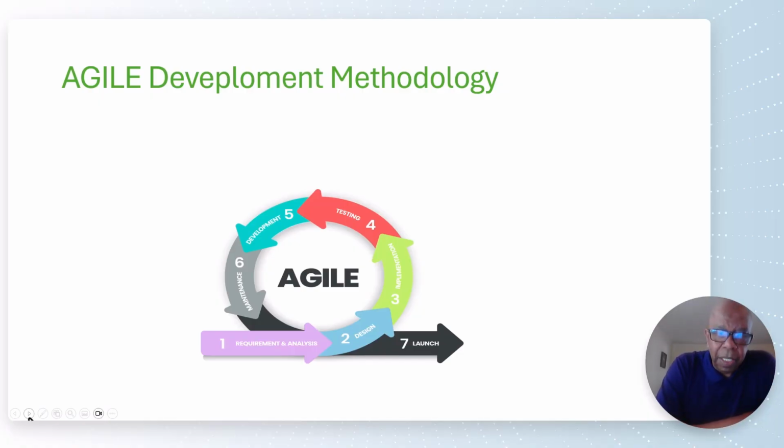Agile development methodology. Agile right now is probably the most used methodology of any of the five that we talked about. In Agile, we do requirements analysis, design, implementation, and implementation by way of programming, where we actually program the application. Testing, development, maintenance, and we come out with a launch. The key thing about Agile, similar to the incremental model, is that we don't do everything at one time. We do the development in pieces.